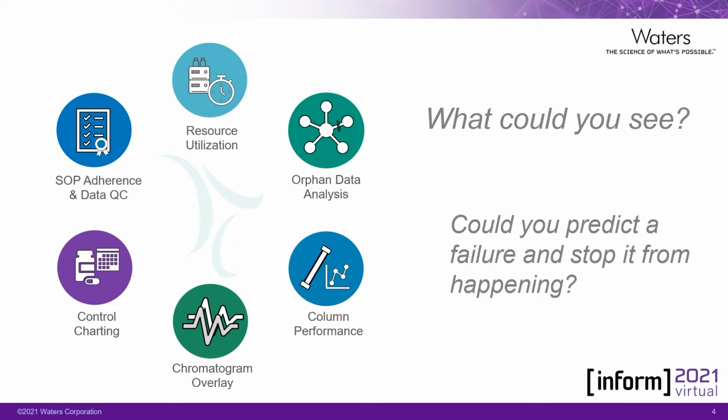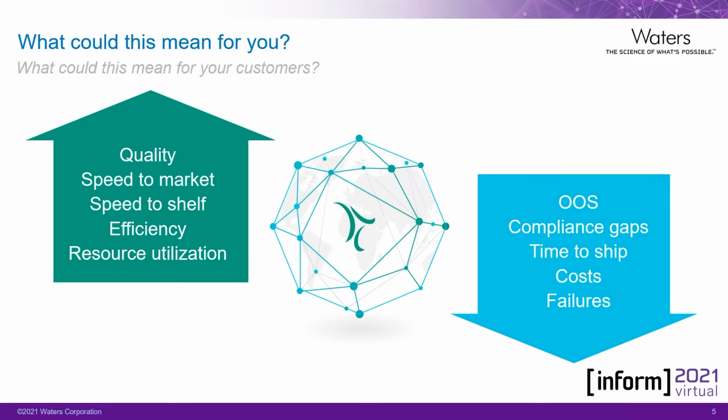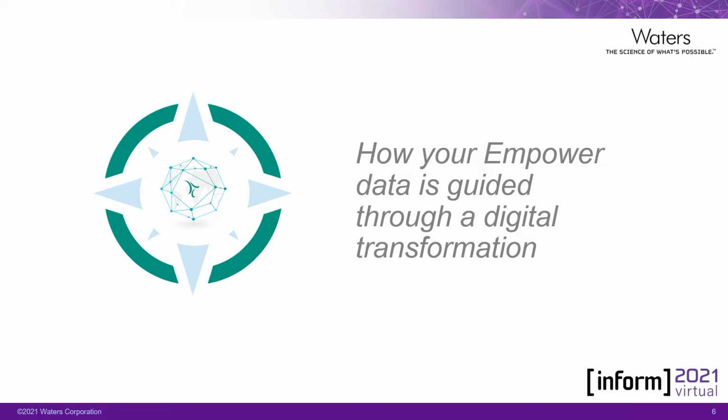With easy access to this information, do you think you could predict a failure from happening? How does access to this information impact you, your laboratory, and your business? What could this mean for your business partners or your customers? Overall quality can be improved while gaining efficiencies in the lab and increasing the speed at which product is released. Problems can be identified and issues can be avoided while reducing costs. Think of Empower Data Science Link as your Empower data's navigational system.